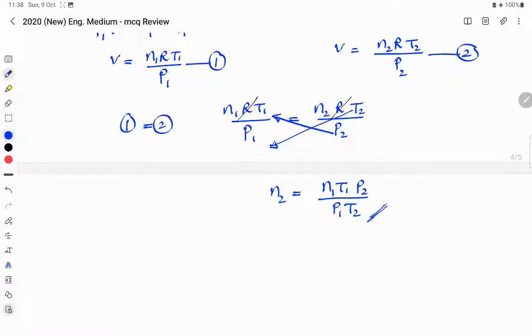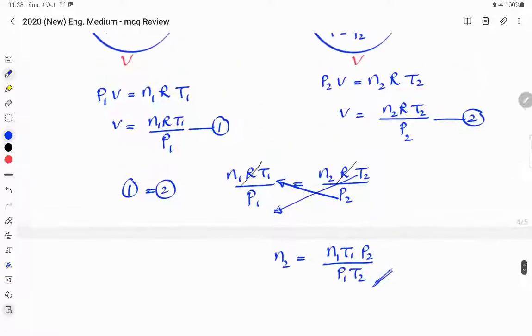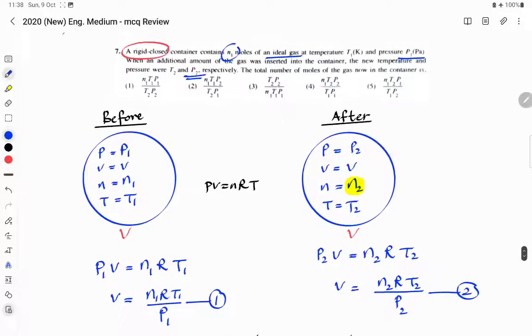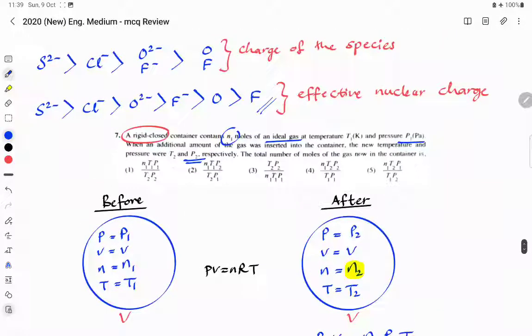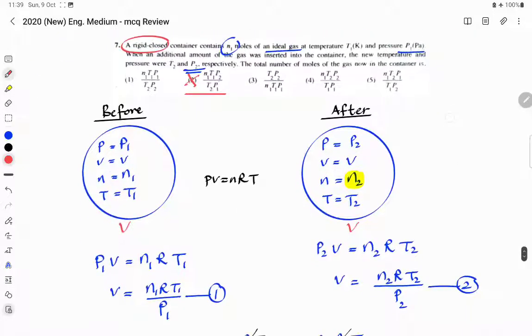Okay, this is the answer. So N1 T1 P2 divided by P1 T2, that is, N1 T1 P2 divided by T2 P1. Yes, T2 P1. The answer is the second answer. This one. Alright, let's go to the next question.